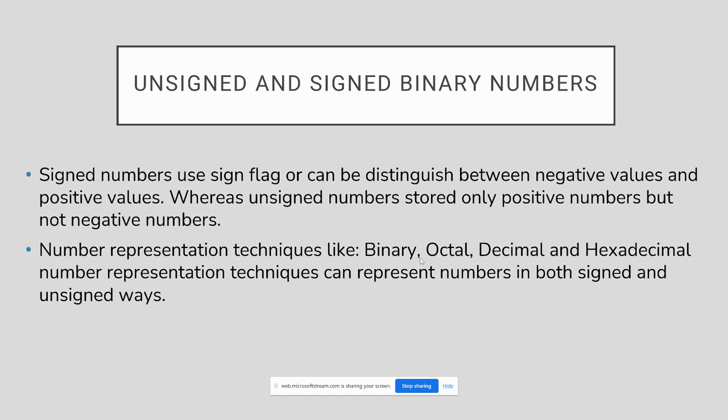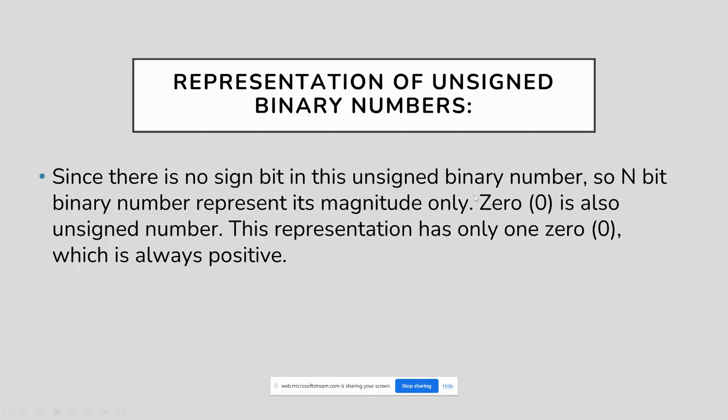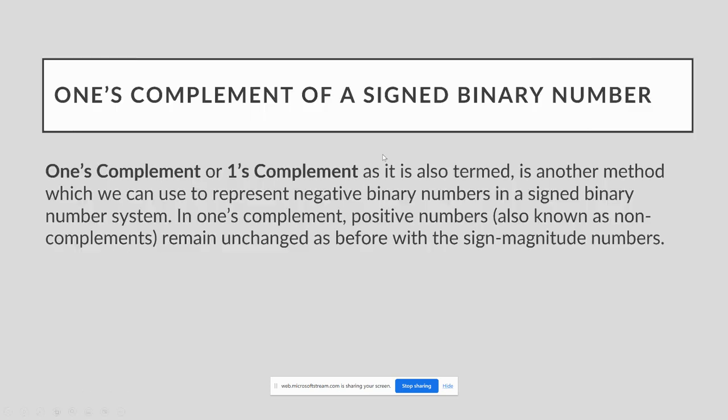So number representation techniques like binary, octal, decimal, and hexadecimal can represent numbers in both signed and unsigned ways, whether positive or negative, which I'm going to show you in a minute. Since there's no sign bit in an unsigned binary number, the n-bit binary number represents magnitude only. So 0 is also an unsigned number. This representation has only one 0, which is always positive by default.